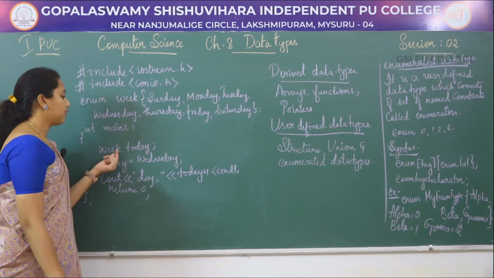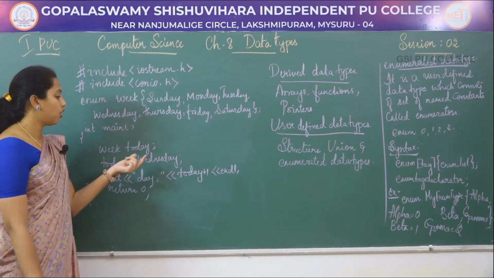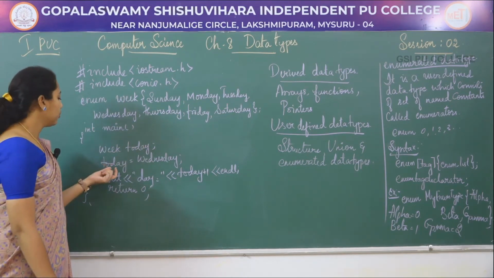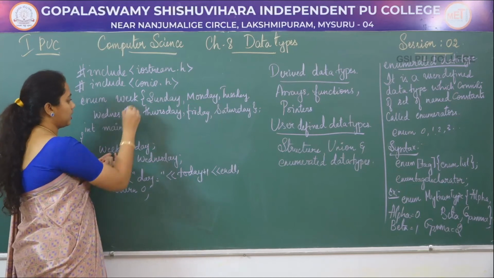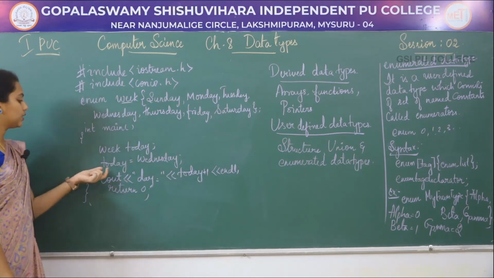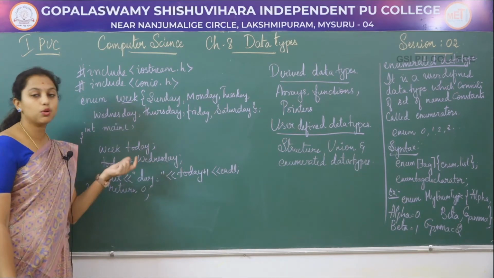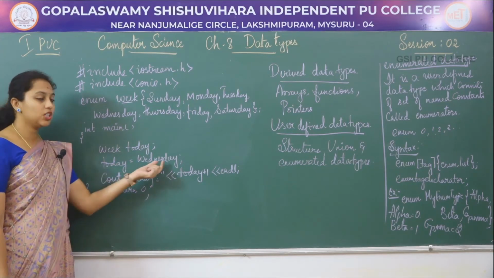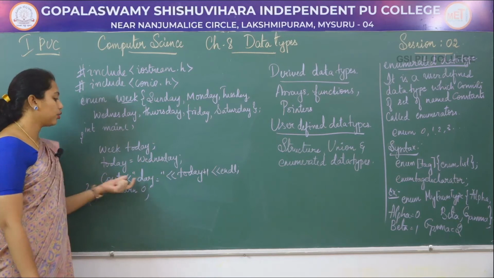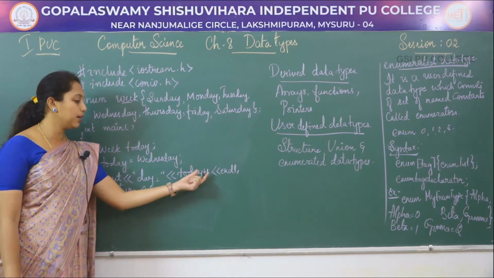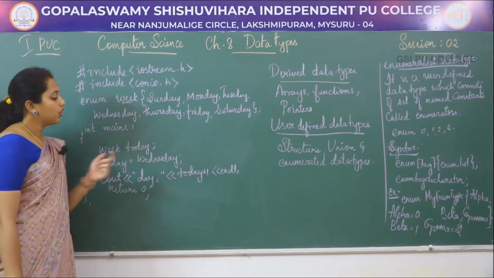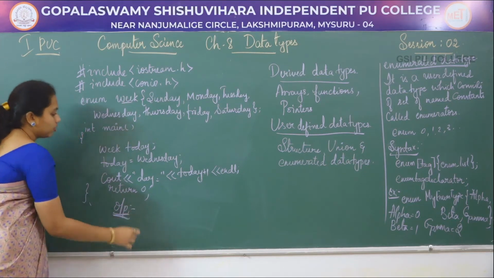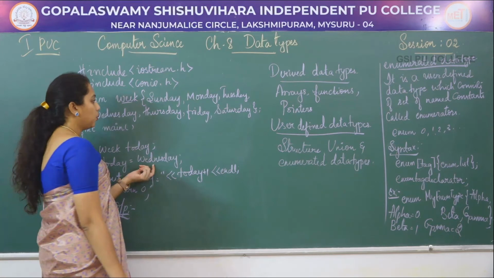So here we have declared a variable called today of type enum data type. So enum type, that is week. Next, today is equal to Wednesday. I am going to initialize the value for the variable today, that is Wednesday. So here I am going to print day is equal to today plus 1. So what will be the output?